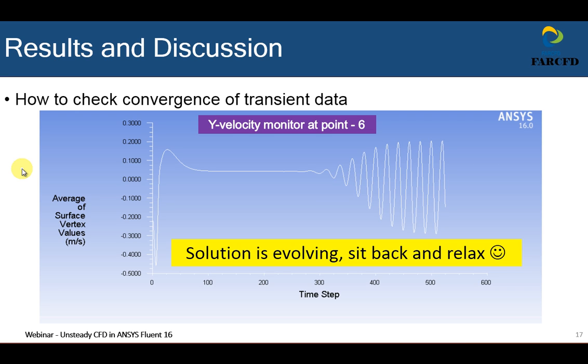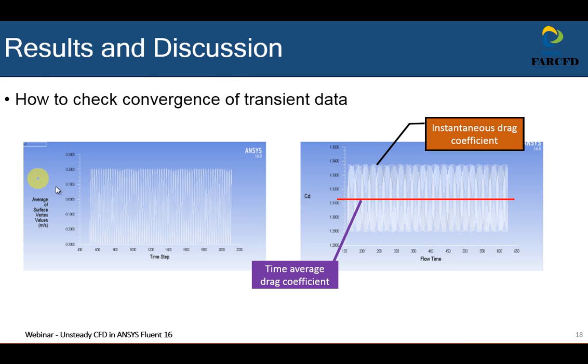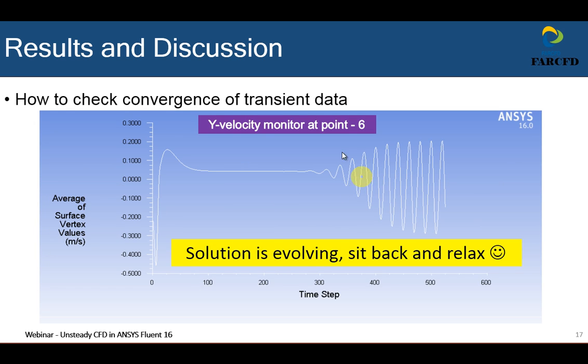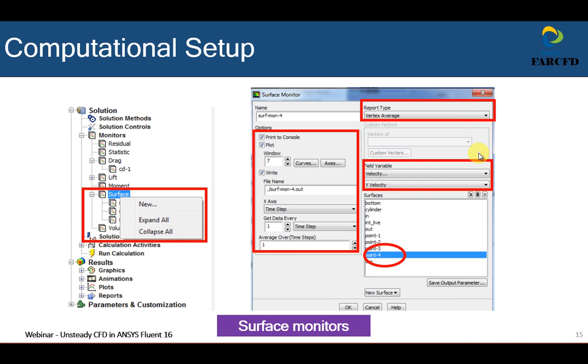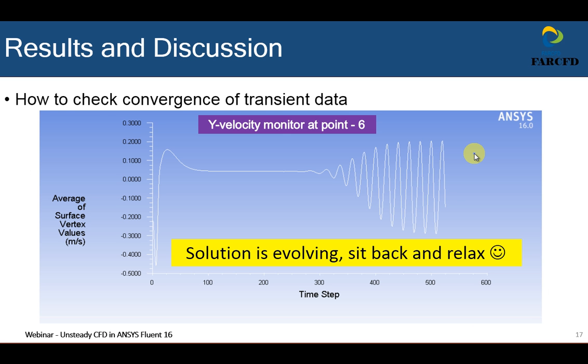In this figure, a surface monitor of y velocity at point 1 is shown as discussed earlier. Please note that when we create this monitor in Fluent in part 2 of this workshop, you will notice that the default name assigned to this point is point 6. Do not get confused, both are the same point with different naming conventions by us and Fluent respectively.